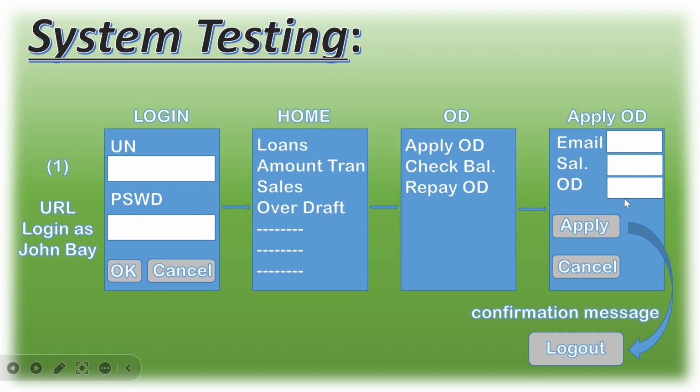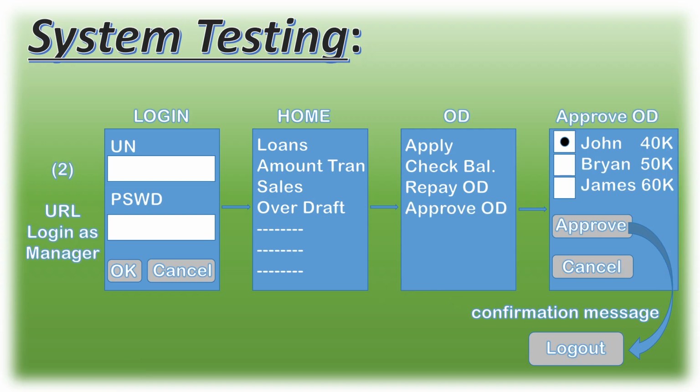Here on the apply OD page, you have to provide a valid email ID, your salary, and the OD amount you need. Then once you click on the apply button, it will show a confirmation message, and then you can log out. All right. So on the next page, what exactly can you do?